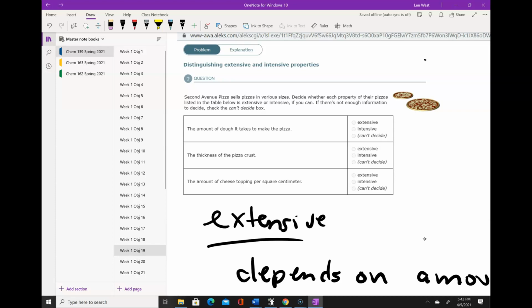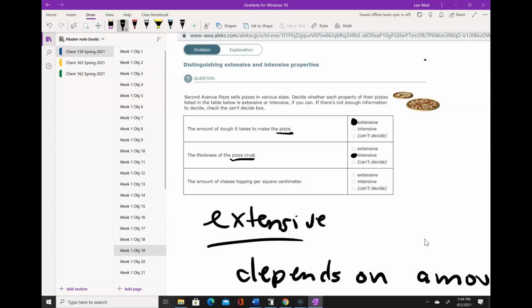The amount of dough it takes to make the pizza. If you have a bigger pizza, does it take more dough? Yes. If you have a smaller pizza, does it take less dough? Yes. So that means it must be an extensive property. The thickness of the crust. If I have a big thin crust pizza, the thickness of the crust would be the same as if I have a small thin crust pizza. It doesn't vary with the size of the pizza. So that is intensive.